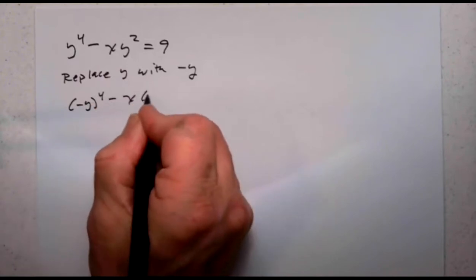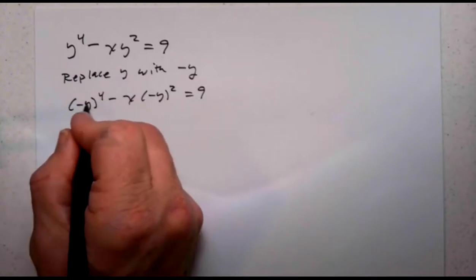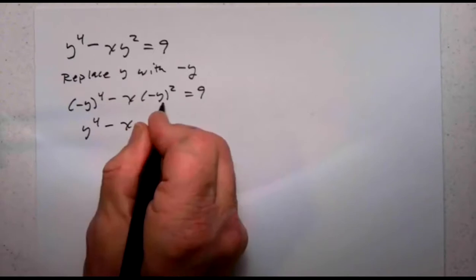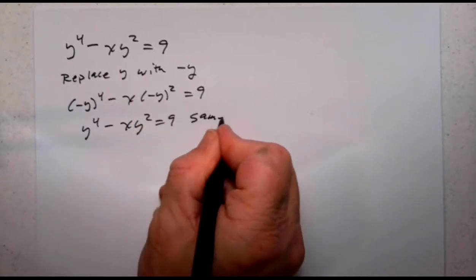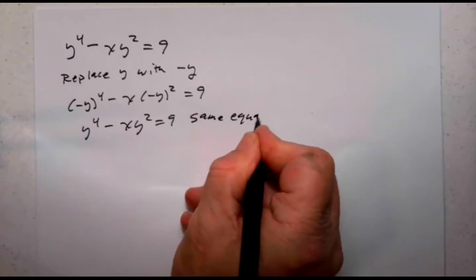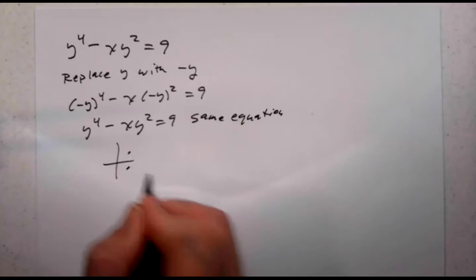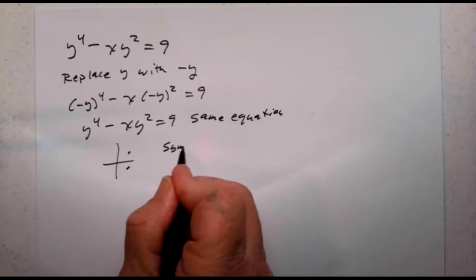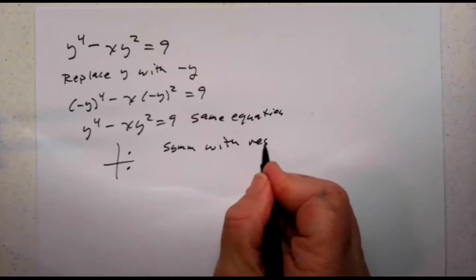Negative y to the fourth minus x times negative y squared equals 9. Negative y to the fourth, negative, negative, negative, negative makes that positive y to the fourth minus x times y squared equals 9. Same equation. If I replace y with negative y, there's y and negative y behaving the same way. What is my symmetry going to be? That should be symmetric with respect to the x-axis.